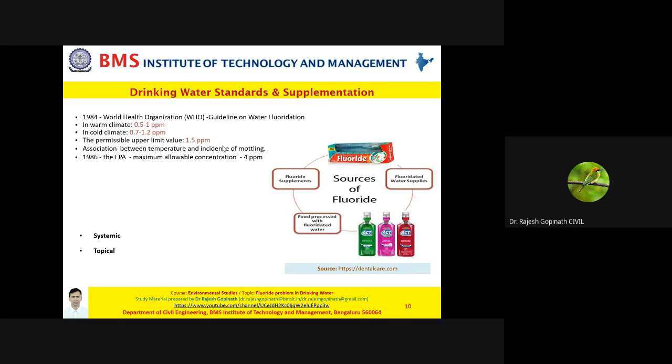And that's because people in the warm countries would tend to drink more water, and that would eventually cause more issues with respect to dental caries. Nevertheless, the upper limit is always 1.5 ppm. So remember, if your fluoride level is less than 0.75 ppm, you will have a medical condition called dental caries. So it's always better that the fluoride level is maintained between 0.75 to 1.5 ppm.